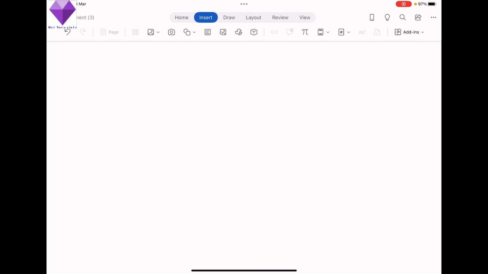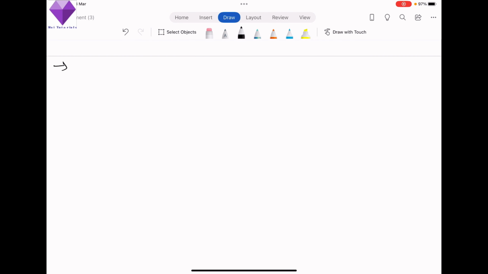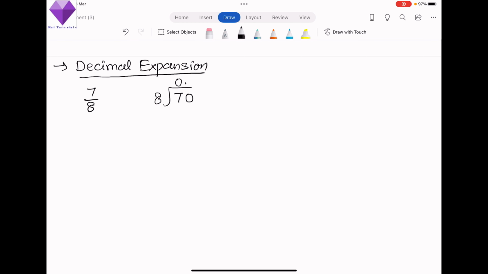Now the next topic which we have to learn is decimal expansion. This is nothing but what we have already learned, that is dividing a number by another number. For example, if I am given 7 upon 8 and I am asked to divide 7 by 8, so how will I divide? First I will write 7 and I am dividing it by 8. So in the 8 table 7 doesn't come. So I will write 0 point and here I will write 1 0.